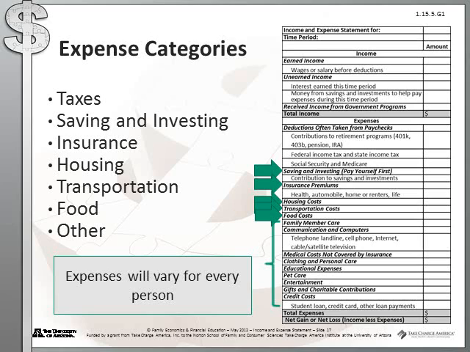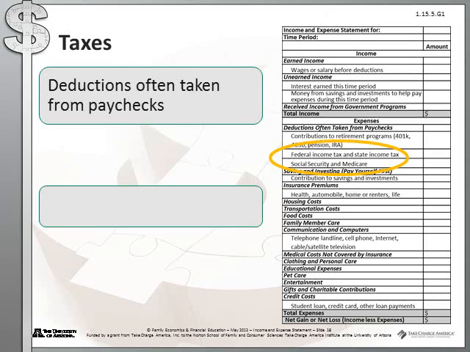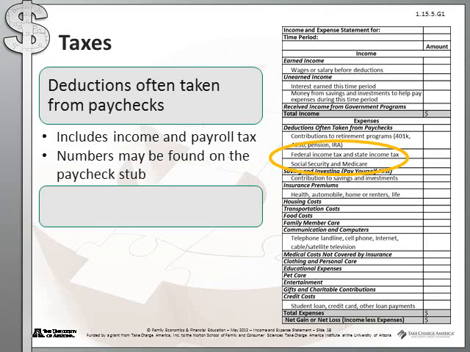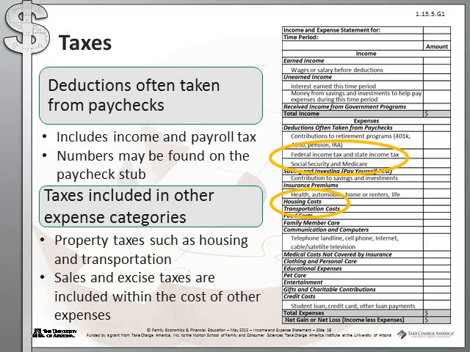Now let's talk about the most common expense categories. Taxes. Taxes are often taken from our gross income. This includes income and payroll taxes. You can find the amount of taxes you paid on your paycheck stub or pay statement. You may owe other taxes as well that you could put in other expense categories. Some examples are property taxes that can go in the housing expense category, or transportation taxes that can go into the transportation category. Sales and excise taxes are included in the purchasing price of items and are included with the costs of other expenses.